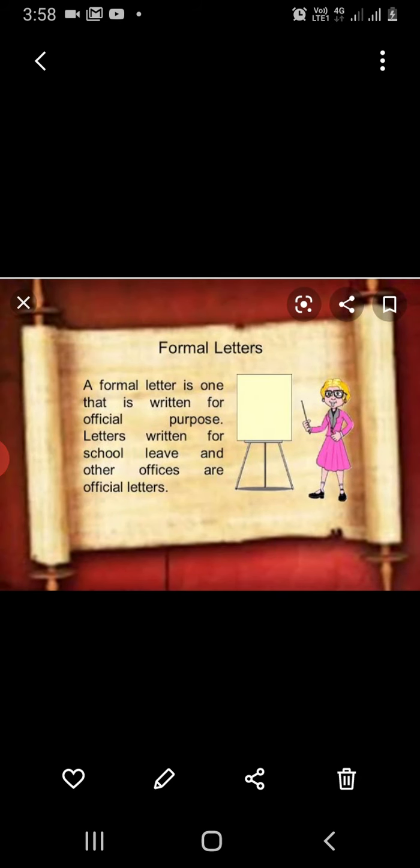What is a formal letter? A formal letter is one that is written for official purpose. We can include in this letter to the editor, business letters, official letters, applications and social letters. Now what is an informal letter? Guys, informal letters are those which you write to your parents, relatives, friends, etc. And these are casually written, the way you would talk to them on phone or in person.